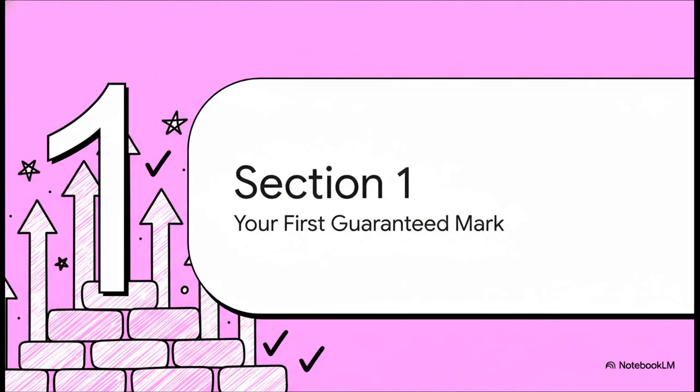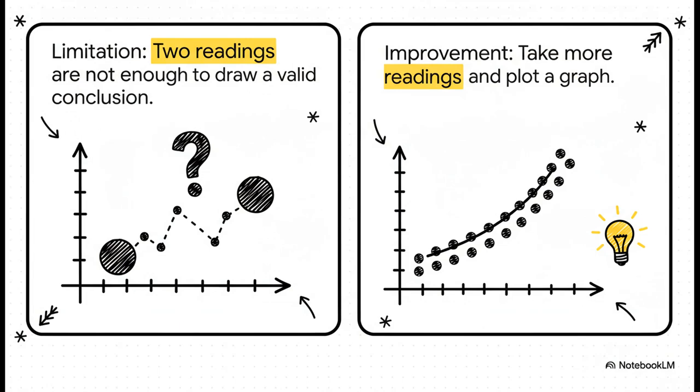Okay, let's kick things off with an easy win. I'm talking about one point that is so common, it's pretty much a guaranteed first mark. Think of this as the foundation for your whole answer. And here it is. This is your golden ticket. The limitation is simple. 2 sets of readings are not enough to draw a valid conclusion. And the improvement? Just as straightforward. Take more readings and plot a graph. Seriously, this works for almost every experiment they can throw at you.